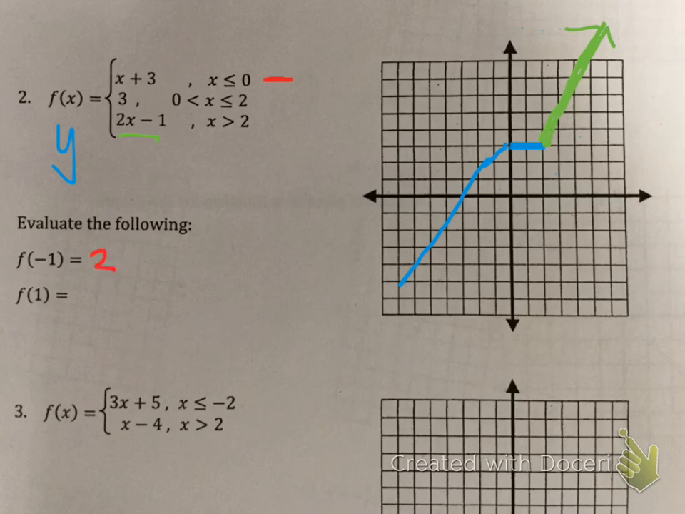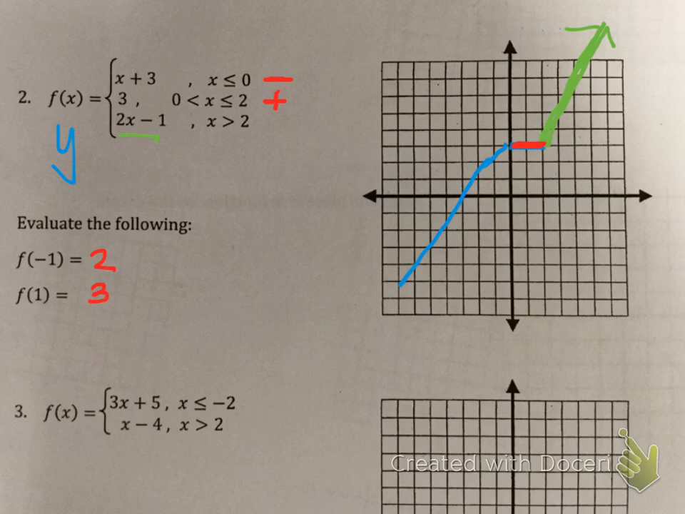Okay, the next one, f of 1. Well, 1 is going to be in this restriction right here. I'll put a plus there. This is where 1 is. So this is kind of how you think about this line, y equals 3. At 1, the value is up here, I drew it, at 3.